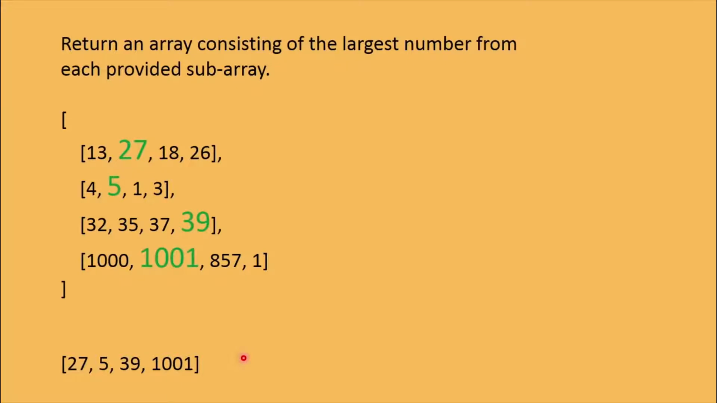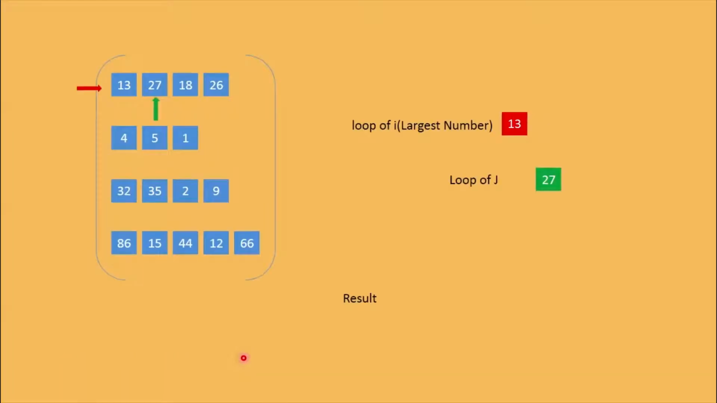Let's see how we can solve this problem. Here we have two loops, loop of I and loop of j, which is a nested loop. In the loop of I we check the first element, and in the loop of j we check the second element, and then we compare them. We find the largest number, and then we put it in the largest number variable. As we see here, the loop of I is 13 and the loop of j is 27. So 27 is the largest number, and we put it in the largest number variable. So here the largest number is 27.